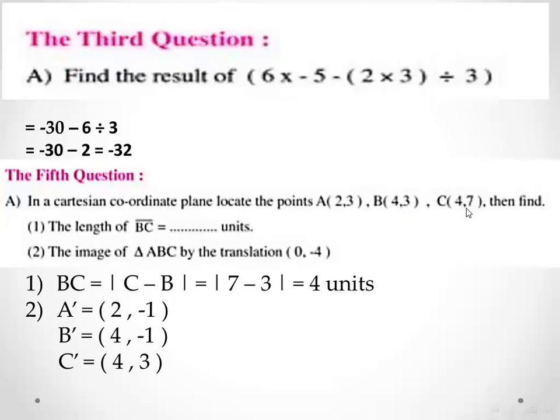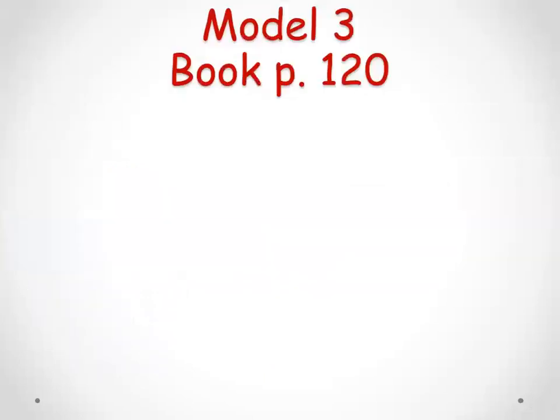C, 4, keep it as it is. 7 minus 4 equals 3. Draw this drawing in your graph copybook.